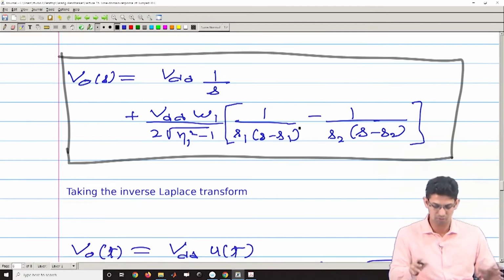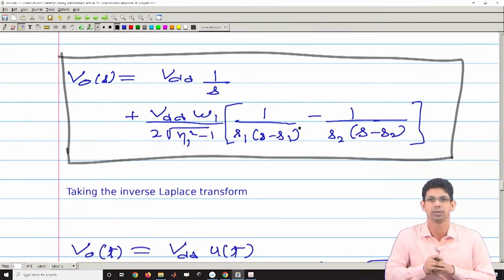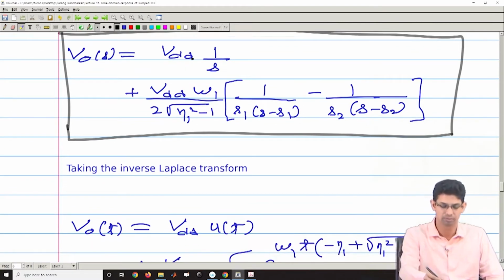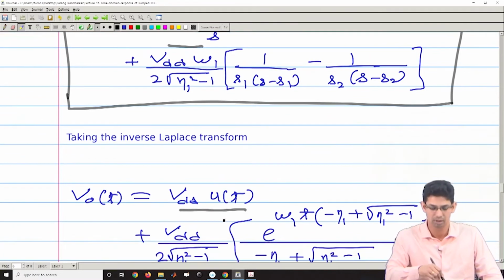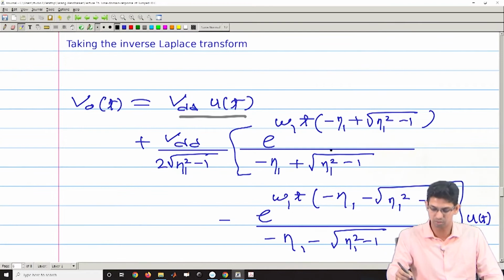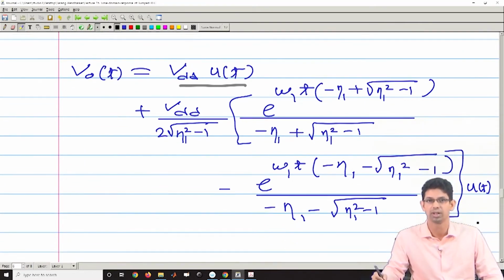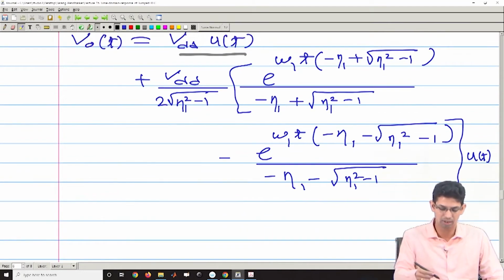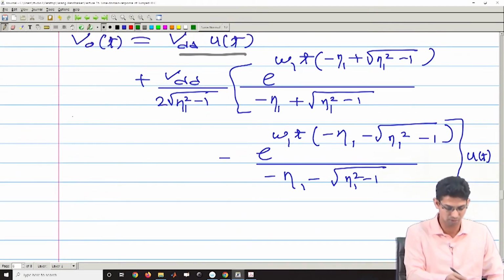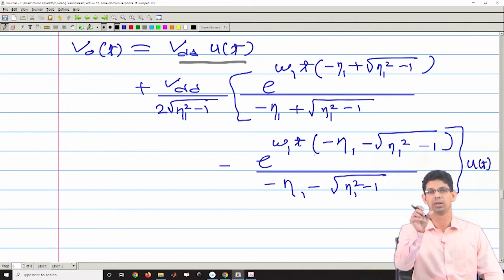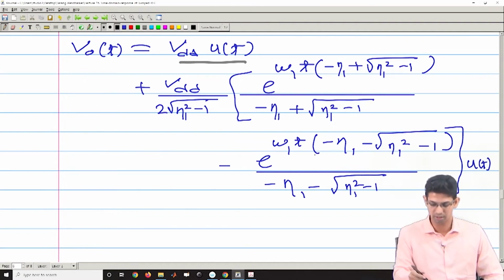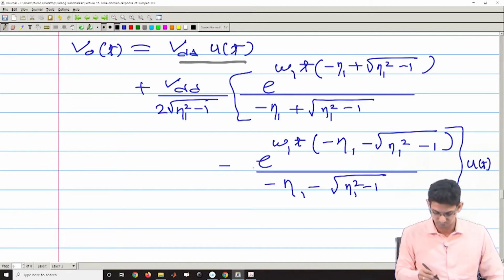So, your V out of S, now you have a nice manageable expression in the Laplace domain for a simple lumped RLC circuit. For this, you can take the inverse Laplace transform. Once you do that, the first term will give you Vdd into u(t), and the second two terms will give you these two terms, and there will be a u(t) term here as well. So, here you can see that your expression is now relatively simple, but even for a simple lumped RLC case, you are getting two exponentials here, right. So, this is this and there are two exponentials for those two poles.